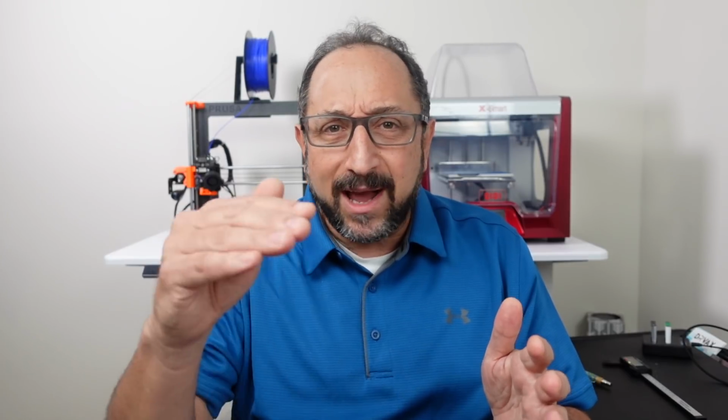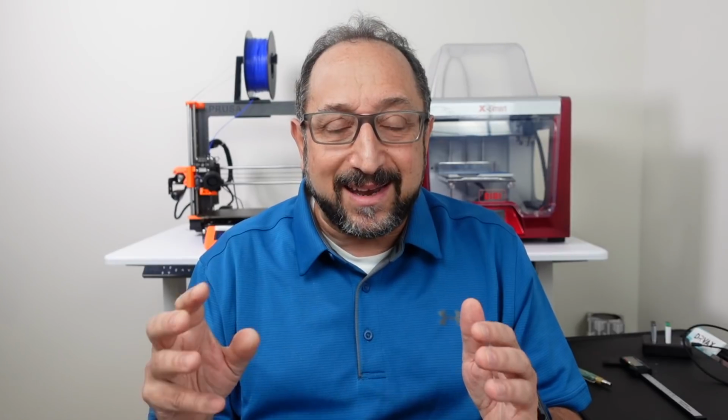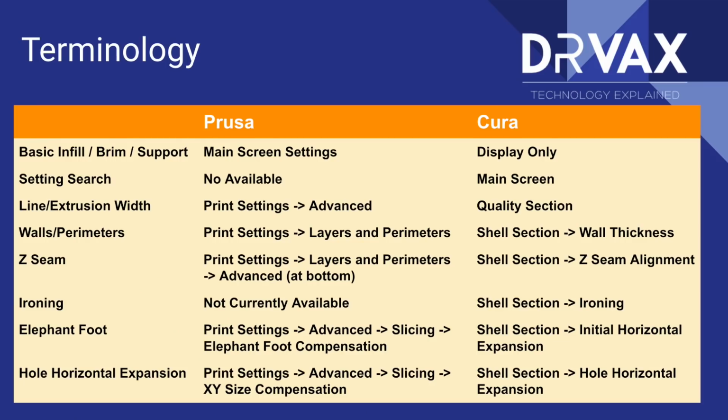Now, let's look at some of the terminology that's different between these two slicers and how to find where various settings are. I'm going to put up a series of complex tables on the screen. We're not going to go through every item, but I will tell you towards the end how to get these actual tables, your own copy.